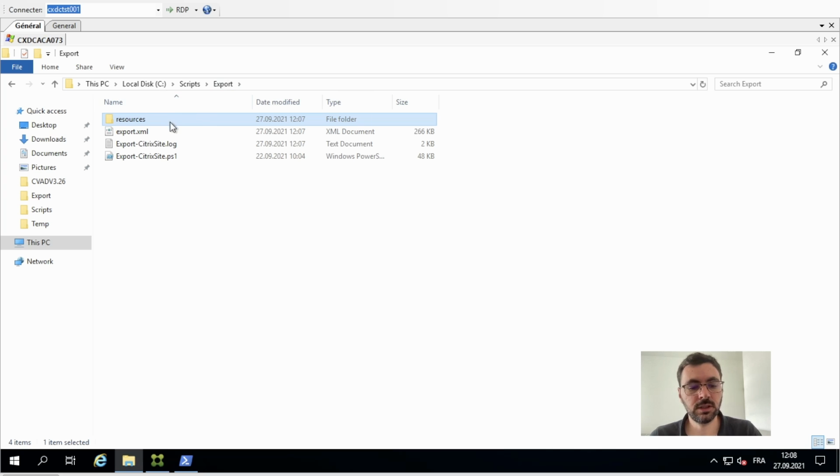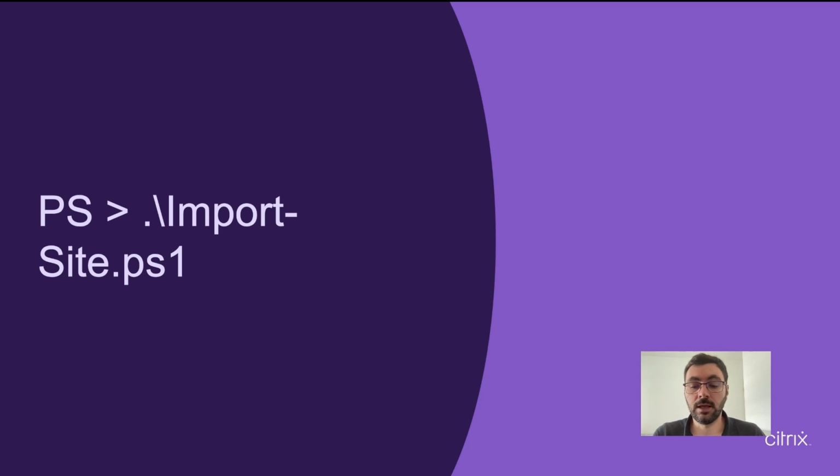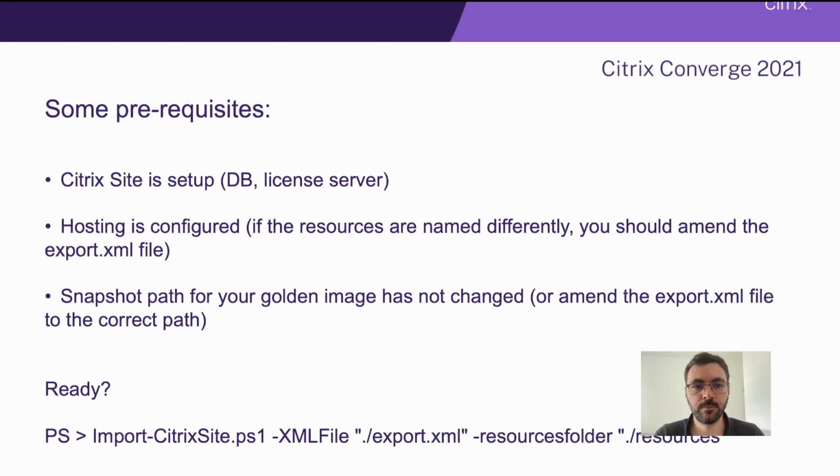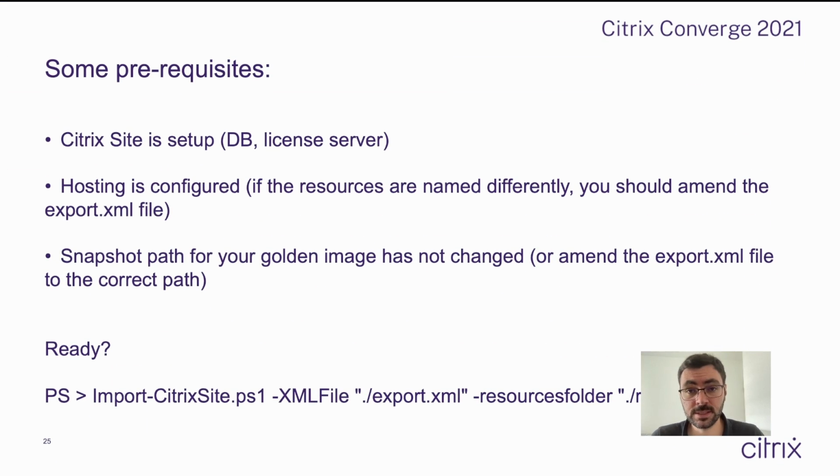To import in your new site, just use the resource folder and the export XML and paste it on your new delivery controller. Now let's do an import of our configuration on a brand new Citrix site. It requires some prerequisites first. The Citrix site needs to be set up, the database and the license server, prior to executing the scripts.